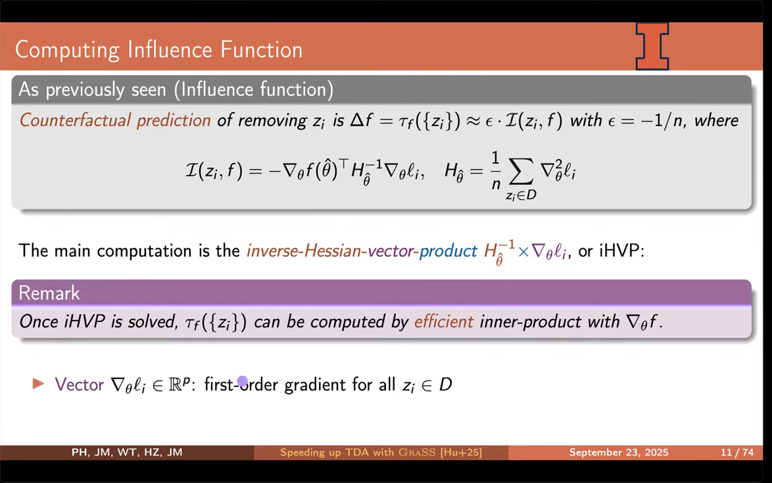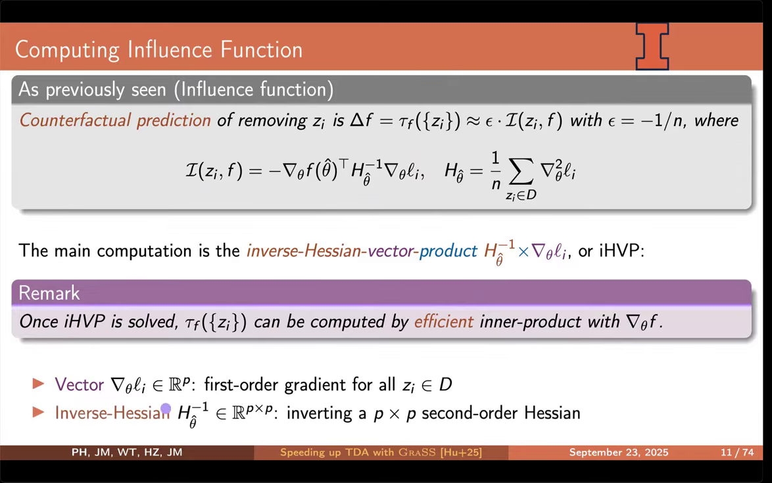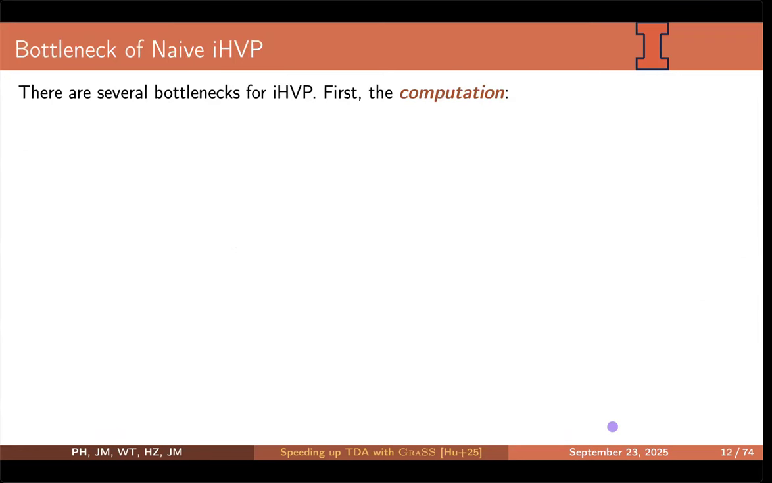To understand the problem size, the per sample gradient is a size p vector, and the inverse Hessian is a p times p matrix. In order to compute this, we have to invert a p times p second order Hessian. So these two form the bottleneck of this computation, right?